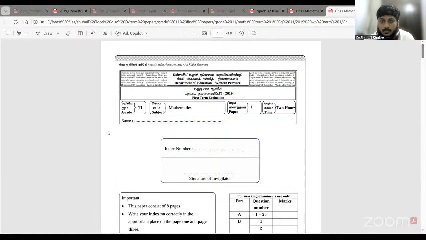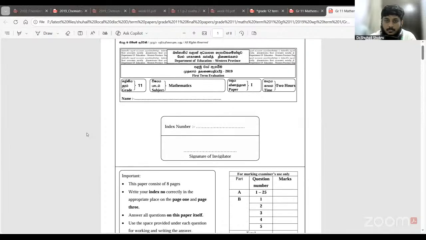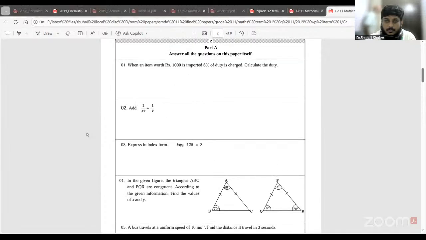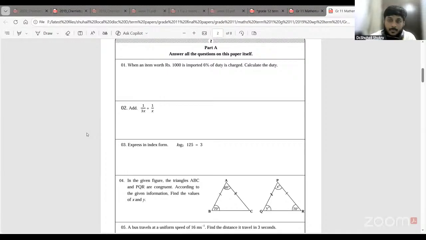Okay, can you see the screen? What are the shared content? Yes. Okay, right. Now I ask you to try this part.